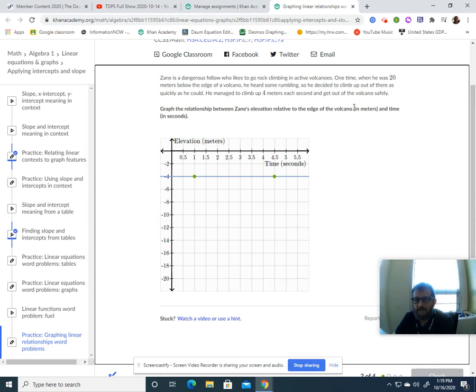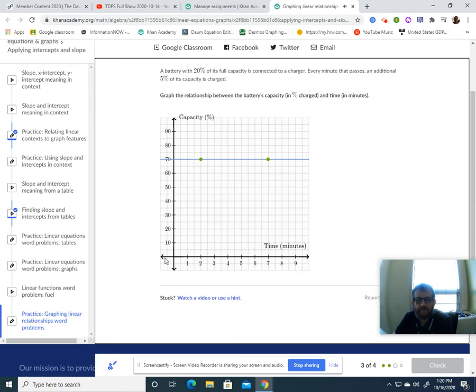Okay, so again, when time was 0, right at the beginning, he was 20 meters below the ground. So 0, negative 20, that's his first one. Now he's ascending at a rate of 4 meters per second. So after 1 second, he's going to have gone up 4. And then after 2 seconds, he'll have gone up another 4, and 3 seconds, and so forth, and so on. Just simply plotting a couple of the points.